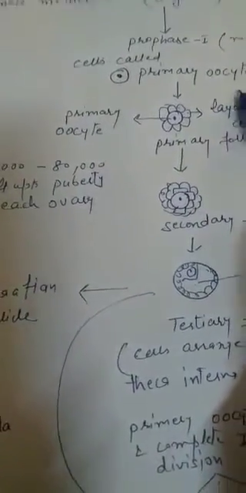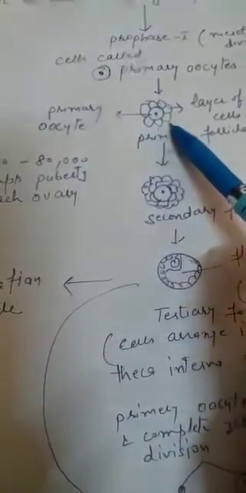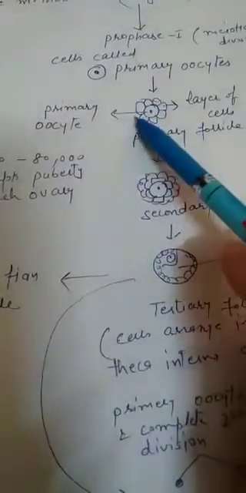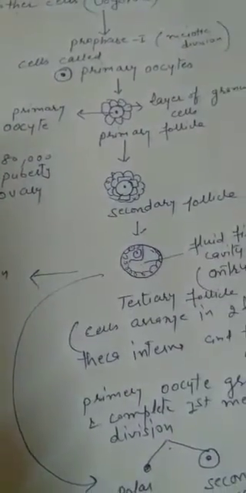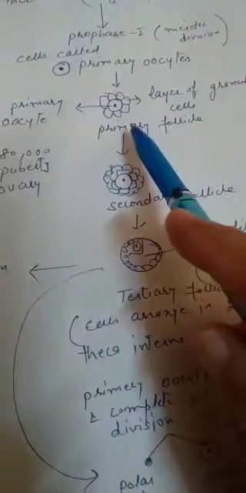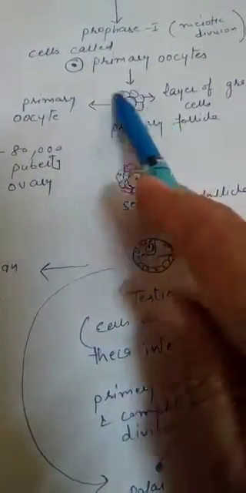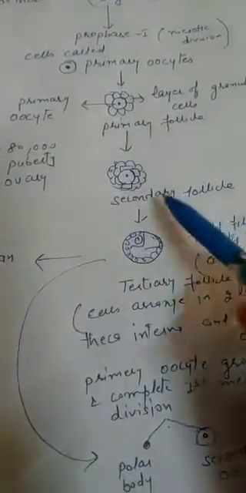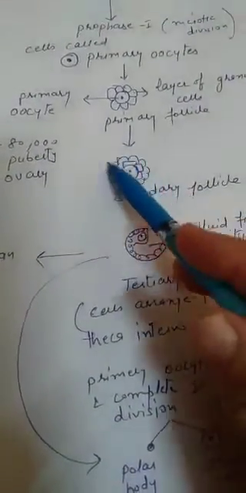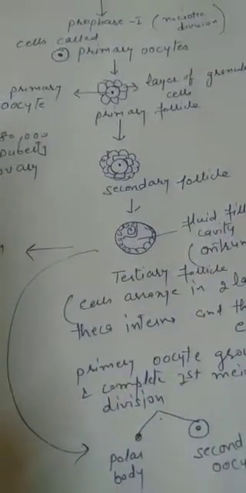Then afterwards this primary oocyte forms one layer of cells around it. Now we call it primary follicle, and this layer is of granulosa cells. Now it is called primary follicle. This primary follicle further secretes more layers of cells around it, and now we call it secondary follicle.